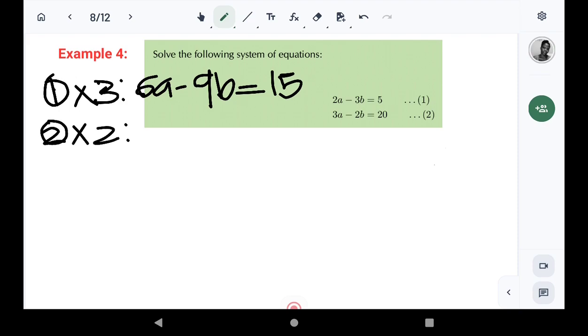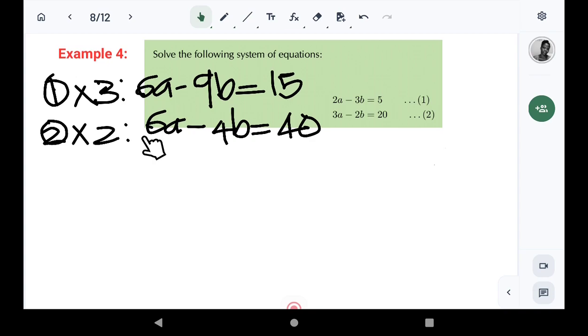2 multiplied by 2. 3a multiplied by 2, that's 6a. Negative 2b multiplied by 2, that's negative 4b. 20 multiplied by 2, that's 40. And then you write that down. So you go 6a minus 4b equals to 40.